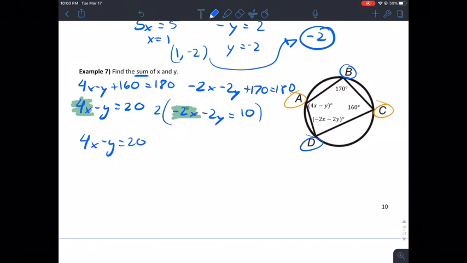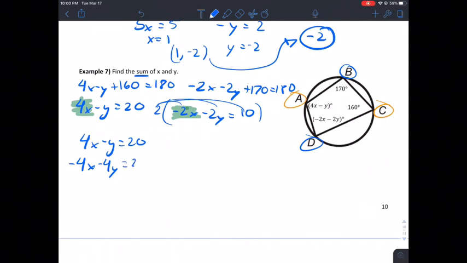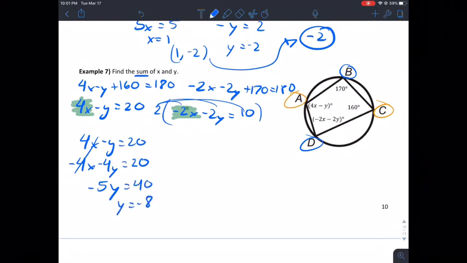All I need to do is multiply the second equation by 2. So I'm just going to rewrite my first equation, and I'm going to go through and multiply this 2 out. So I get -4x minus 4y equals 20. So when I go through, my x's cancel. I get -5y equals 40. Y is going to equal -8.